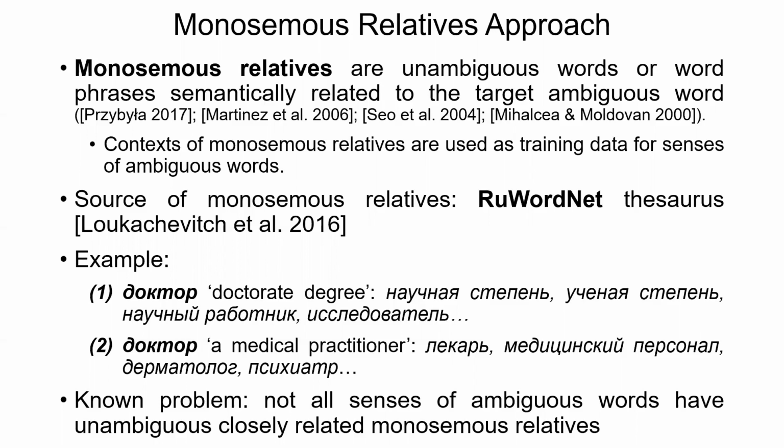Usually, semantic graphs such as RuWordNet are used as a source for such relatives. In our research, we exploited the Russian thesaurus RuWordNet to extract monosemous relatives. In the examples below, we present some of the monosemous relatives for two senses of the polysemous word doctor. However, this method has some drawbacks. Some senses of target words may not have monosemous relatives.